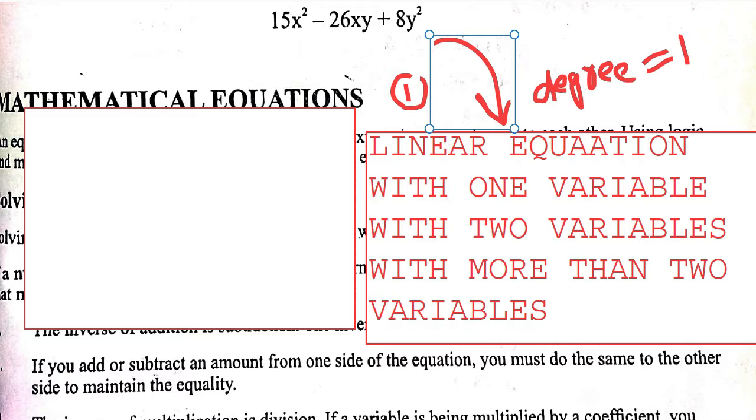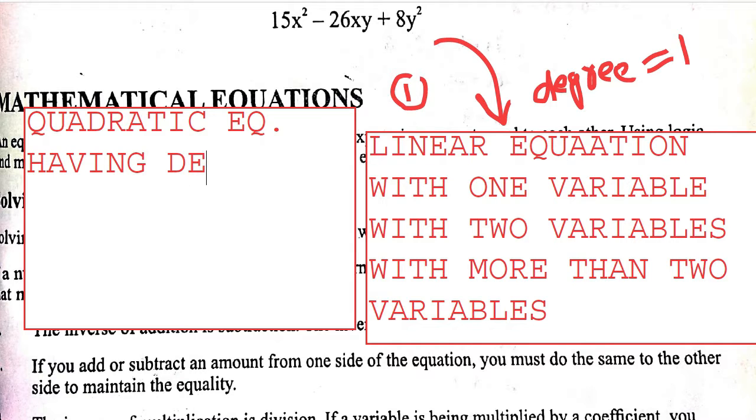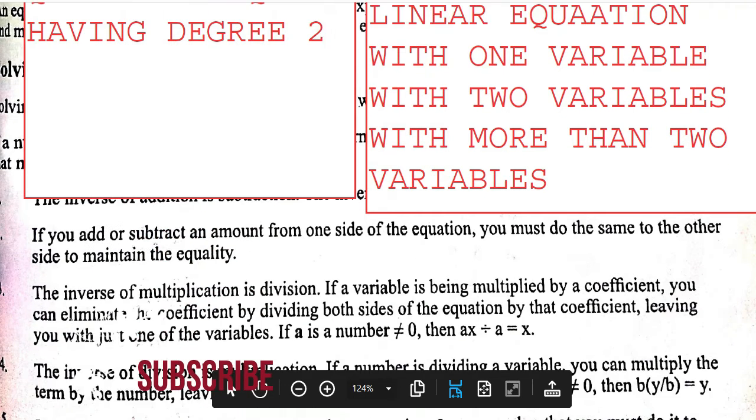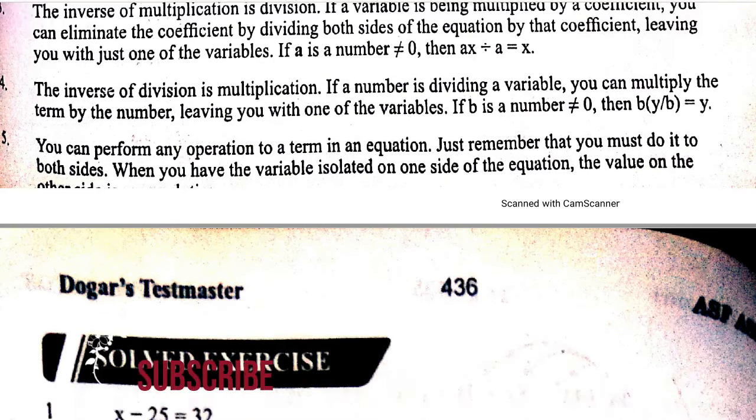Similarly, another type of equation is called quadratic equation. What are quadratic equations? Those having degree 2. So equations which have 2 as their degree are called quadratic equations. So we will deal with different kinds of equations here. After simplification we will write some examples.